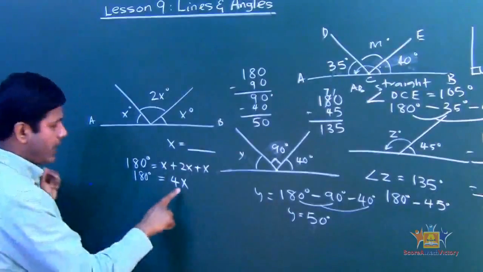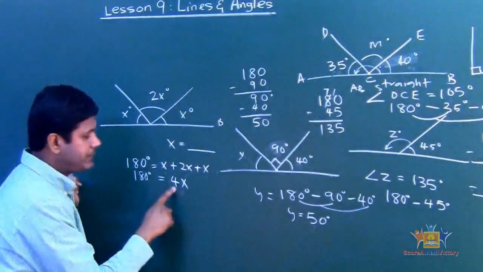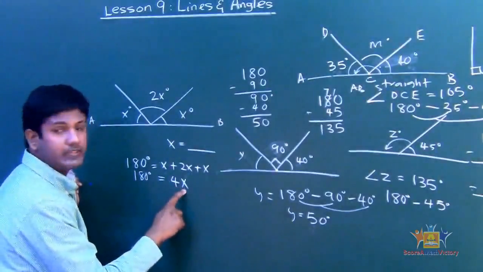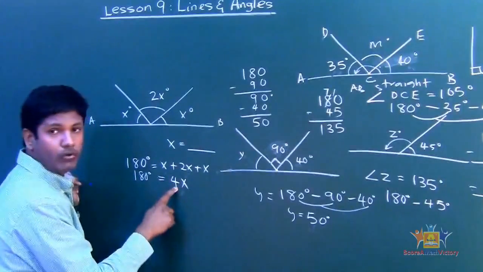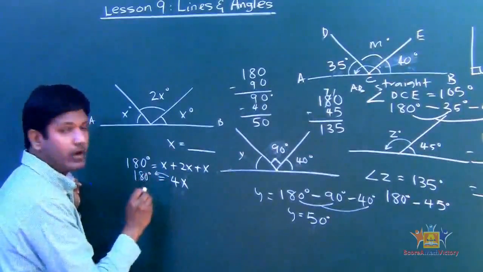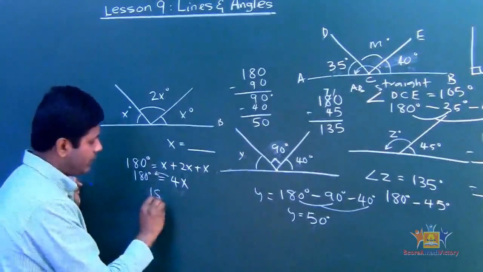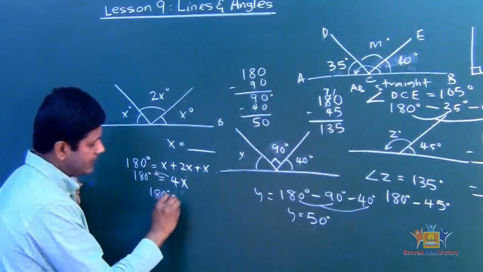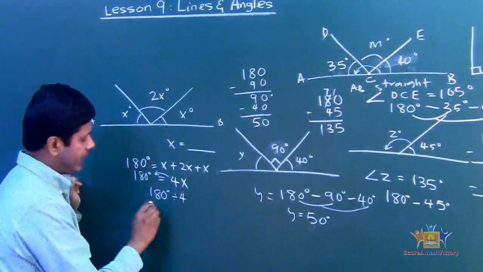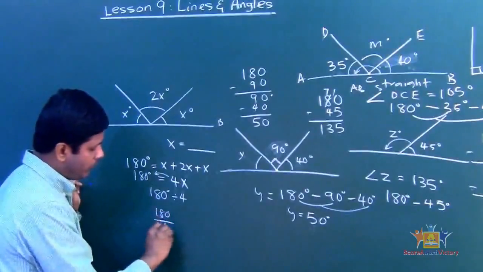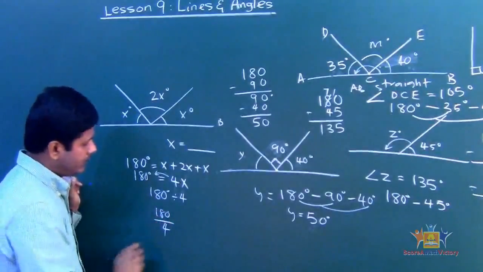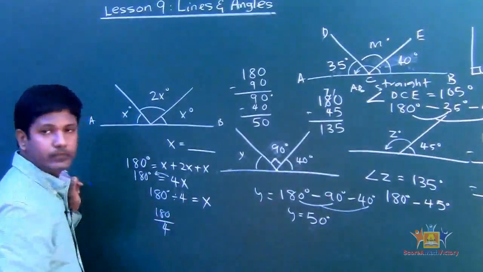And what am I looking for? x. What is 4 doing? Multiplying. 4 times x. 4 has to go across the bridge, and then it becomes what? Division. So 180 divided by 4, or you can even say 180 over 4. Same thing. Equals x.